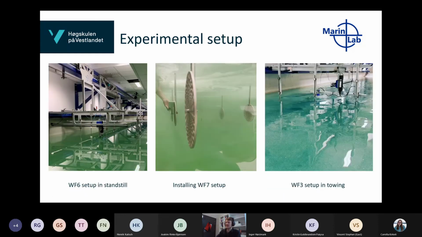So this is what it looks like in the lab. These are the two towing carriages. The first one has this measurement device underwater. These little sticks that go underwater carry the discs. This is an underwater picture of this wind farm where we're just adjusting and aligning those discs. So we have some here in this first row and some in the second row.